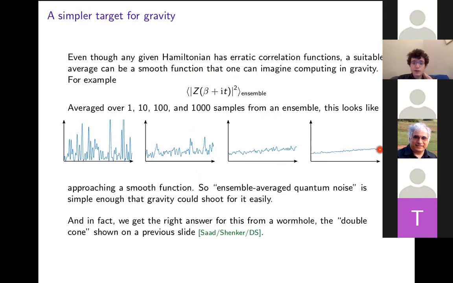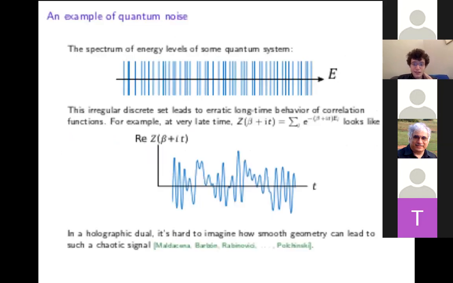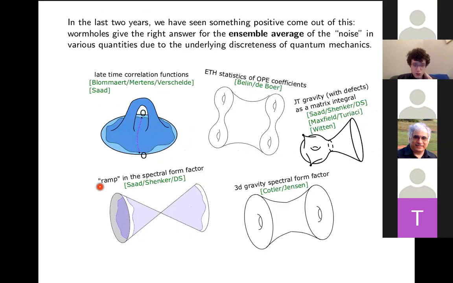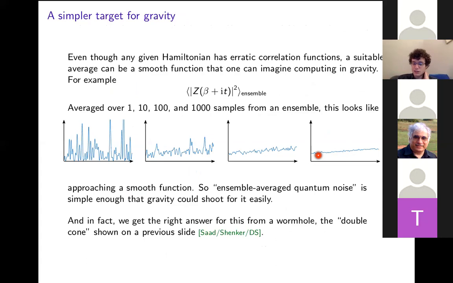Yes. So if you take the bulk dual of N=4 super Yang-Mills, you have this wormhole. And the wormhole gives the right answer. Not just that it's linear in time, it gives the right answer, including the coefficient of this linear ramp.